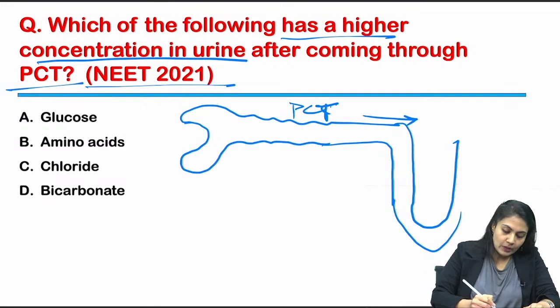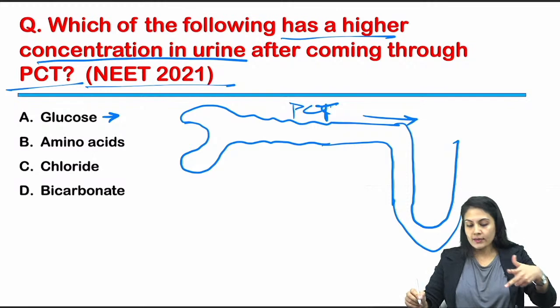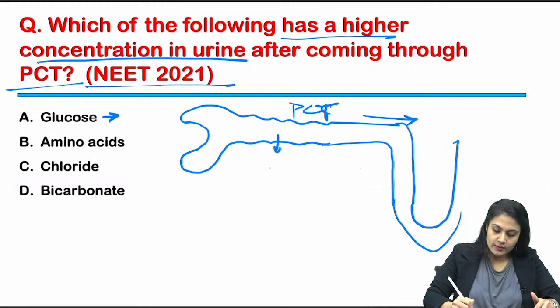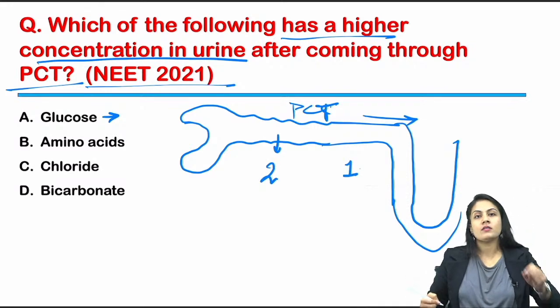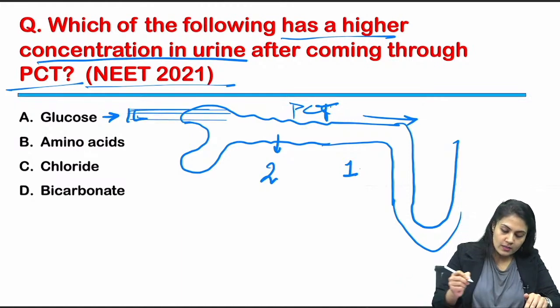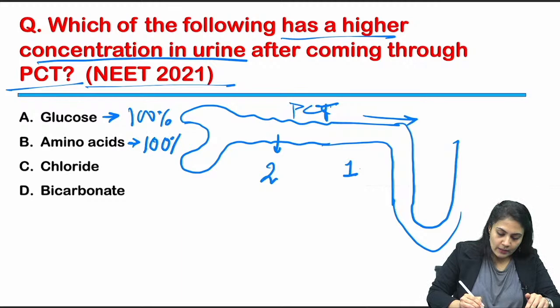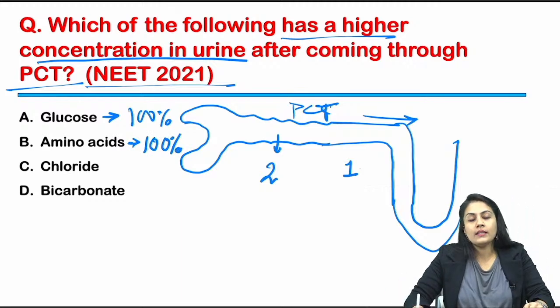Now understand, glucose is reabsorbed by SGLT2 and SGLT1. SGLT2 will be present in the convoluted segment and SGLT1 will be present in the straight segment. That's not the question. Remember, glucose is 100% reabsorbed here. So almost 100% reabsorption of glucose, almost 100% reabsorption of the amino acids also.